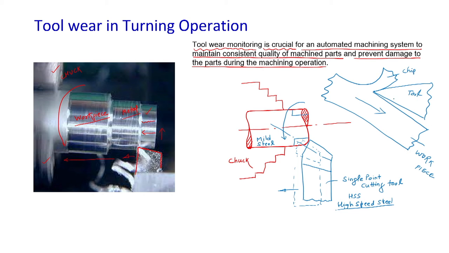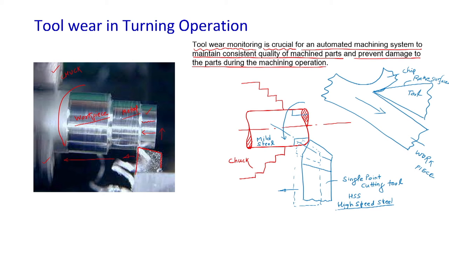So when the tool is applying compressive forces on the workpiece, there is a generation of heat, and due to the heat there is wear and tear on its top surface. It's not only due to the heat, there is also friction of the chips which are moving over the tool surface. So this surface is called the rake surface. So the heat generated due to the plastic deformation, moreover the friction of the moving chips over the rake surface, causes wear and tear of this surface.